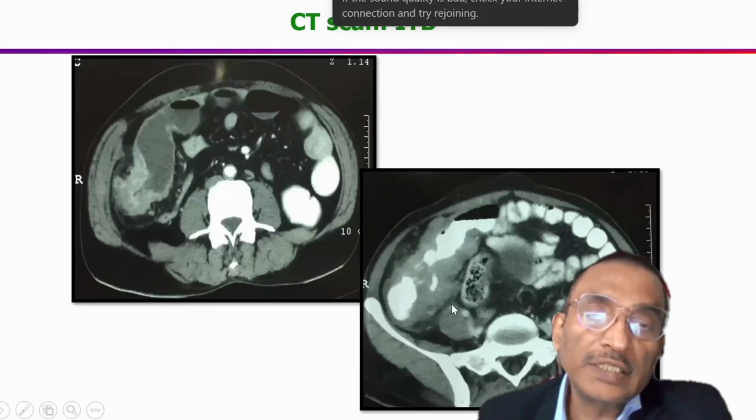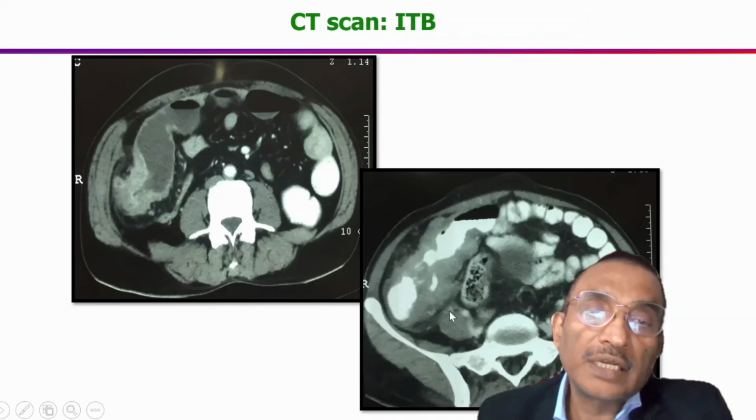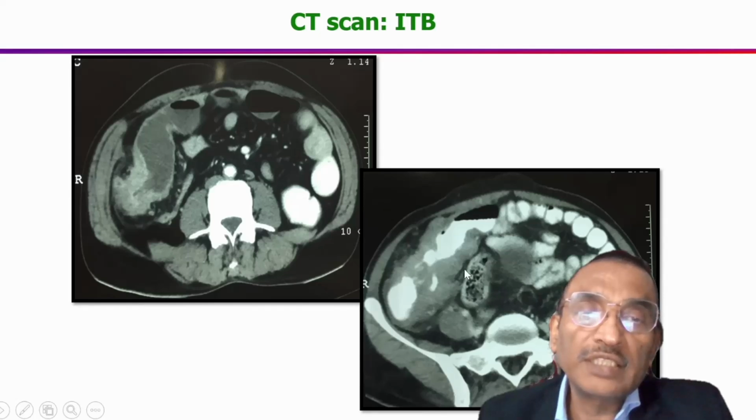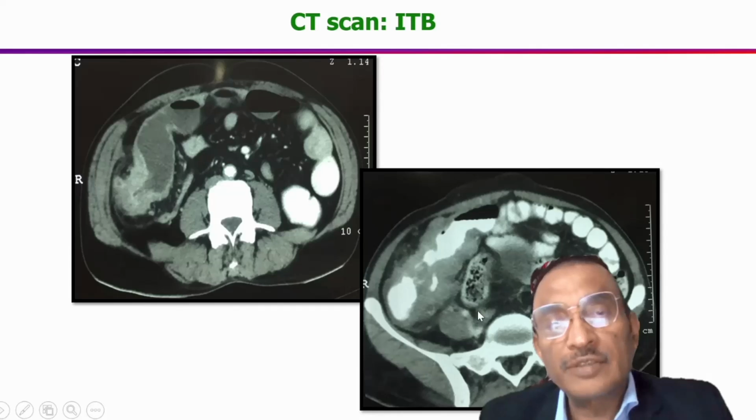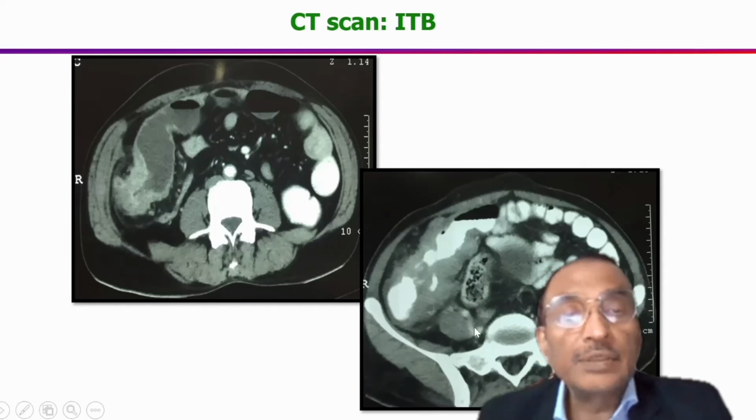But also see here, there is involvement of the terminal ileum, which is thickened, and there is lots of narrowing of the terminal ileum, because proximal to that there is fecalization. Fecalization will always suggest that there is a stricture out here. So there is ileal involvement, there is cecal involvement, cecum and ascending colon involvement, there is thickening. So this is a case of tuberculosis.